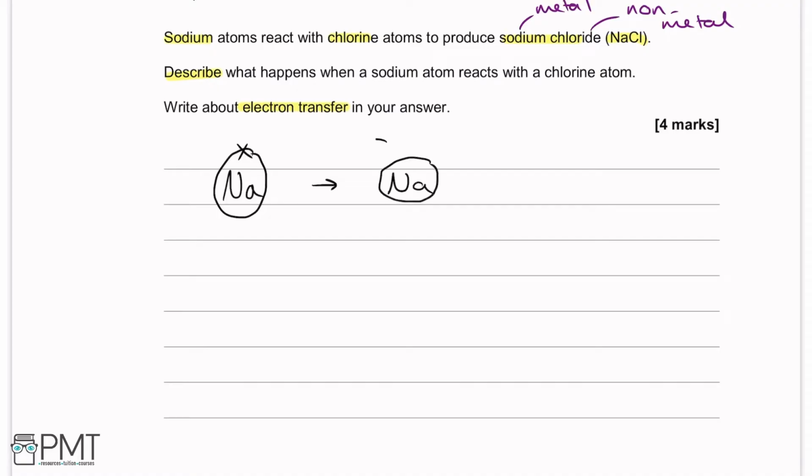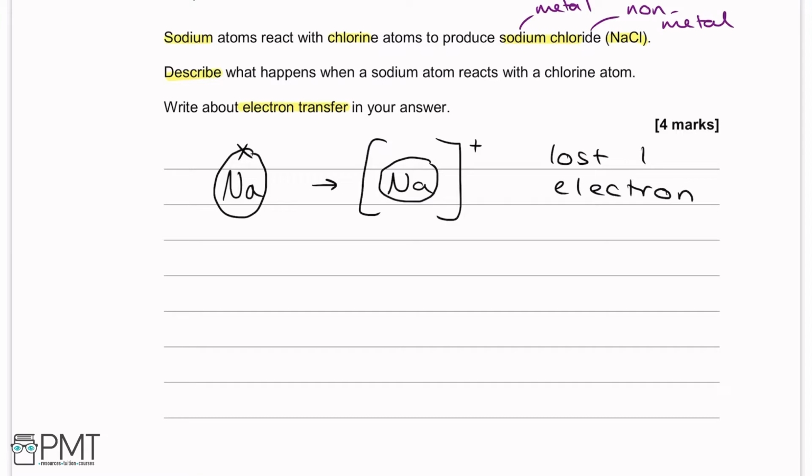And this is going to leave us with a positive ion. And the reason for this is that now there are more protons than electrons. Okay, so sodium here has lost 1 electron.